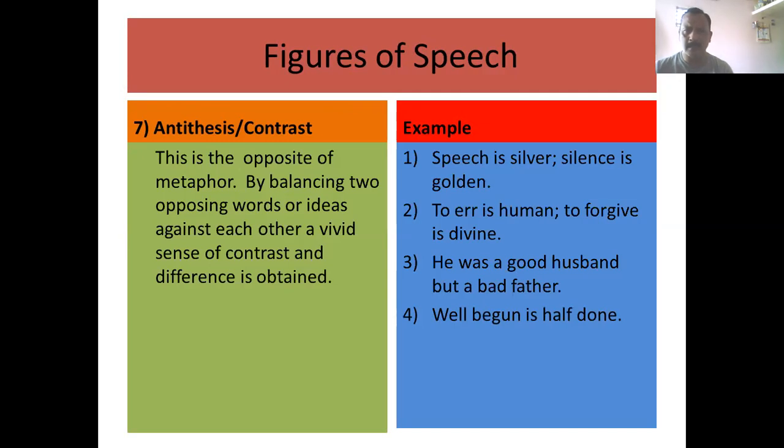In the first example, speech and silence. In the second example, to err and to forgive. In the third example, good and bad. And in the last example, begun and done. So these opposite ideas are balanced in the line. At that time, it is called antithesis or contrast.